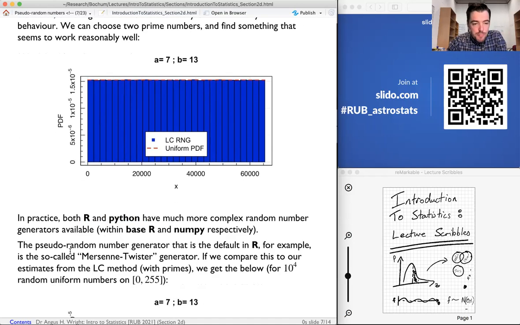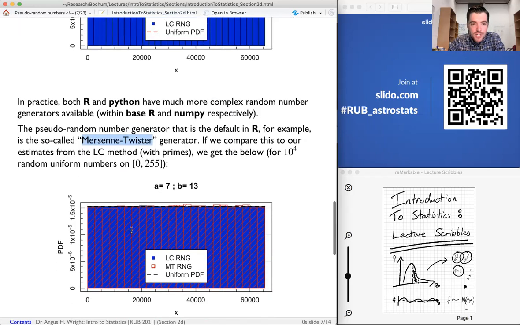In R, the base pseudo-random number generator is called the Mersenne-Twister generator. And the details of that, I'm not going to go into. It's considerably more complicated than what we've just generated. But we can compare the Mersenne-Twister generator to our method, our simple linear congruency method, using our prime numbers, up here. And what we end up seeing is this.